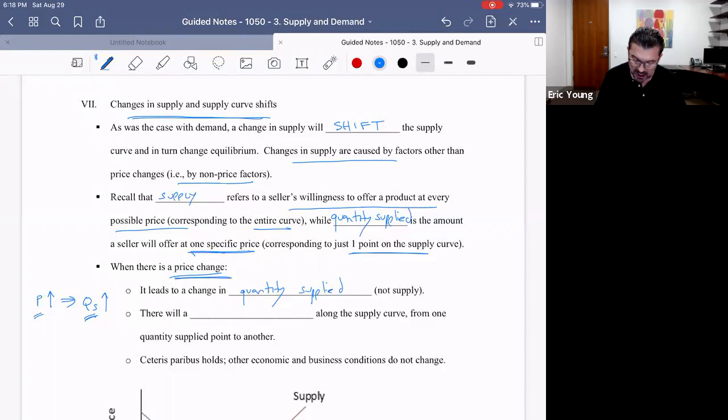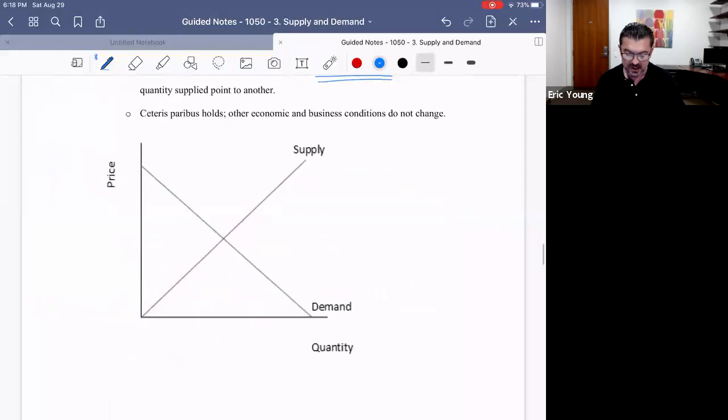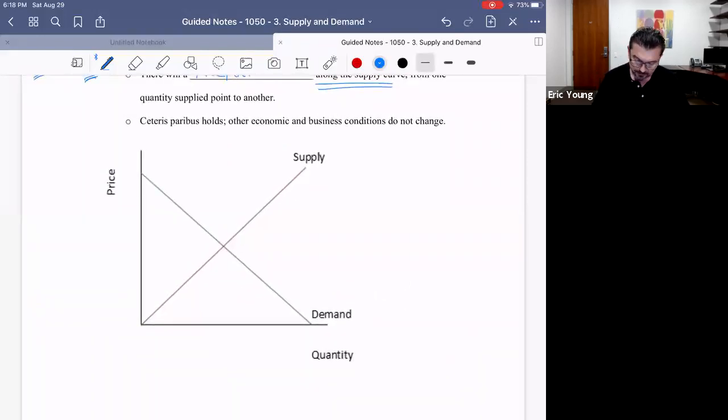So when there's a price change, it's going to lead to a change in quantity supplied. There will be a movement along the existing supply curve from one point to another, from a point representing the original price to a point representing the new price, but they're on the existing supply curve. So there will not be a shift, there will be a movement. It's going to look something like this.